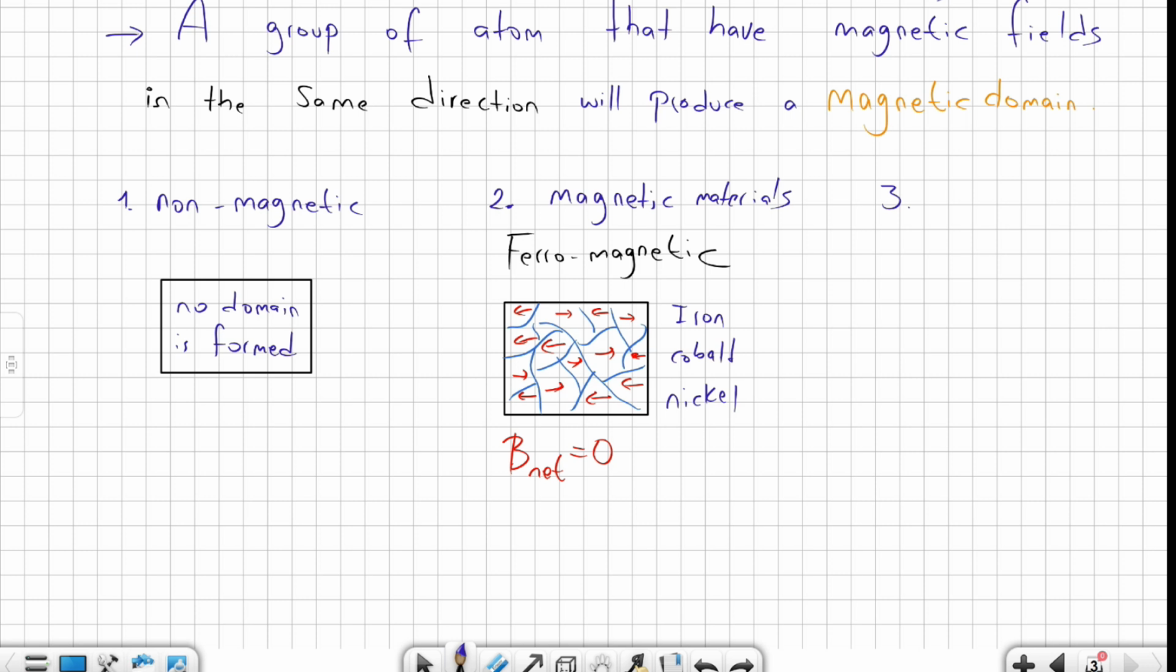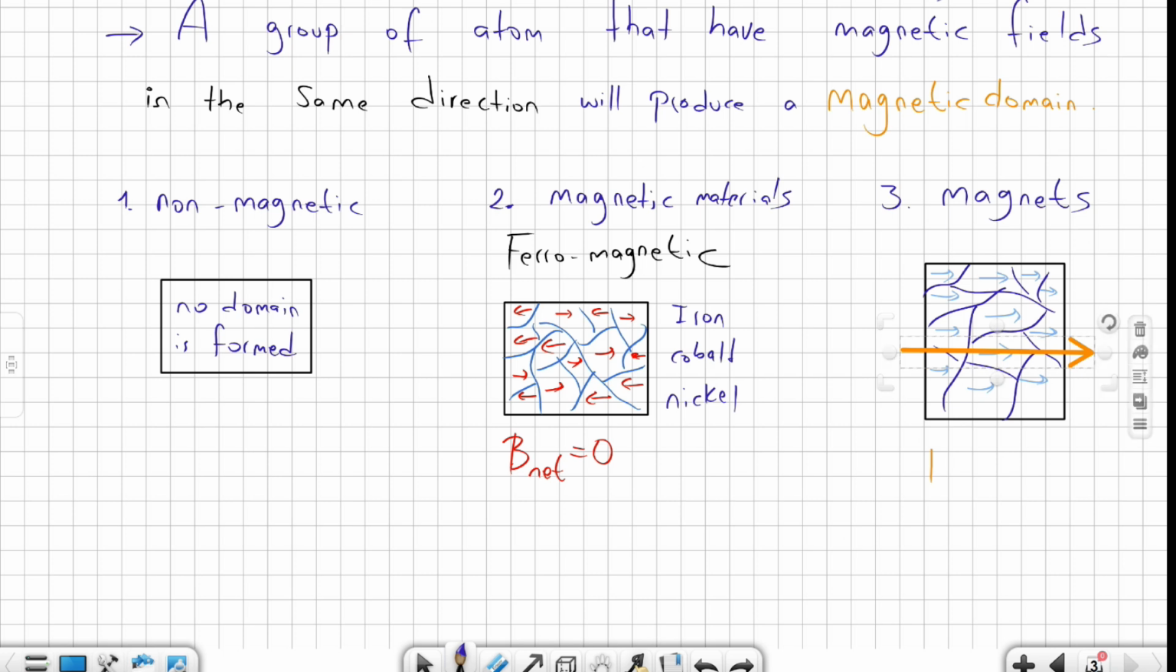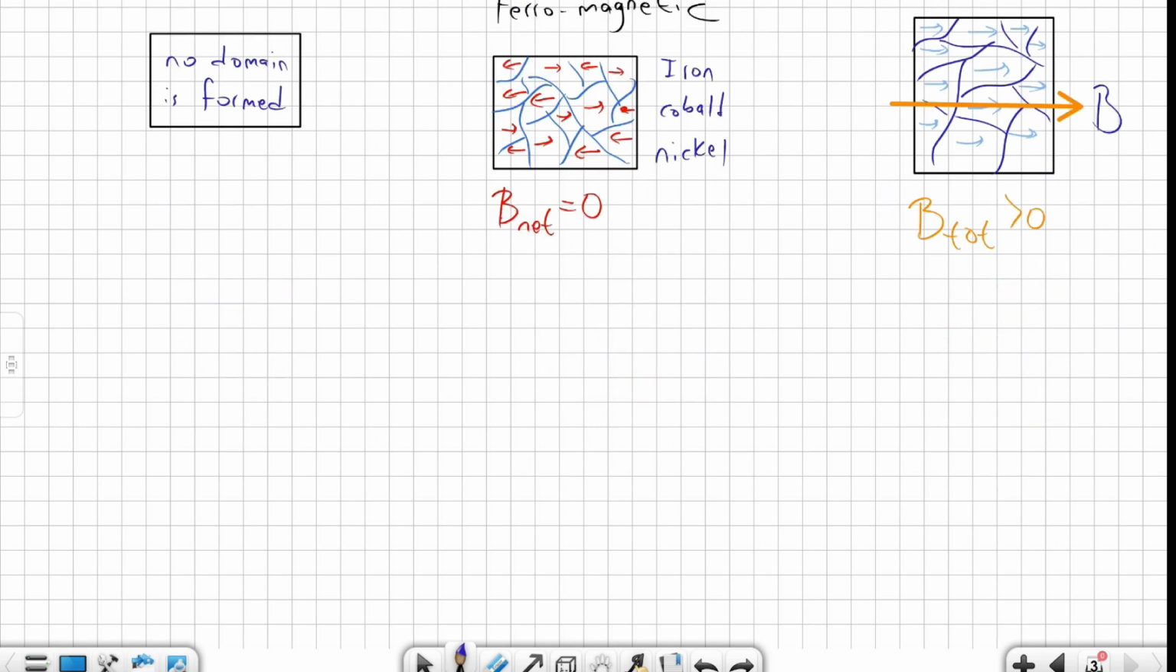The third type is a magnet itself. In a magnet, we also have domains. Each domain has a magnetic field. The difference here is that the magnetic fields of the domains are all in the same direction. The more domains or the more alignment you have, the stronger the magnet will be. So we'll have a net magnetic field that is greater than zero.